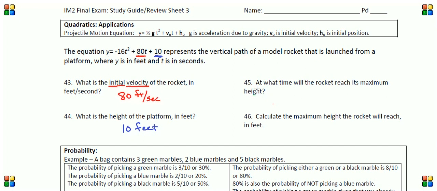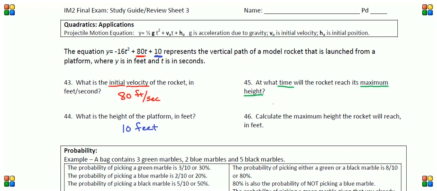So let's take a look at question number 45, which asks, at what time will the rocket reach its maximum height? At what time will it reach maximum height? We went through this in class of identifying what these questions are asking us, because sometimes it's not the math that throws us off. It's really knowing what it is asking us to give it. Well, let's think about this. We're looking at time and maximum height. We learn that when you see the word maximum height, we're talking about a vertex here.